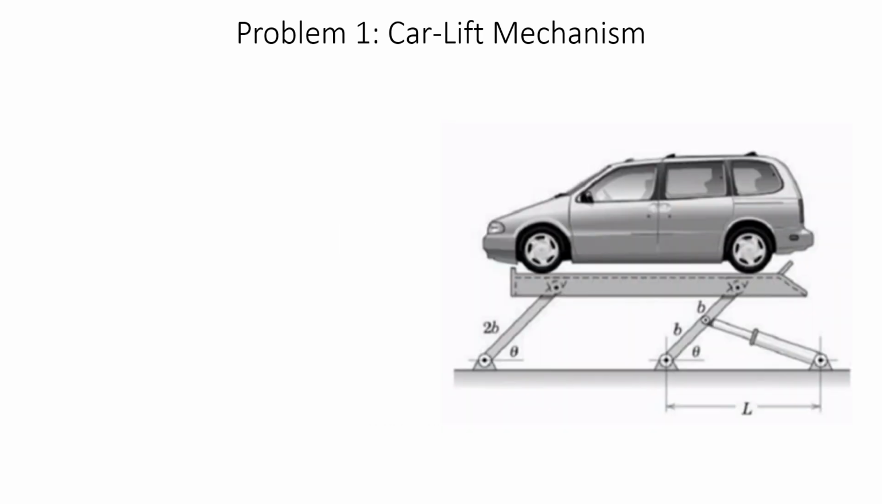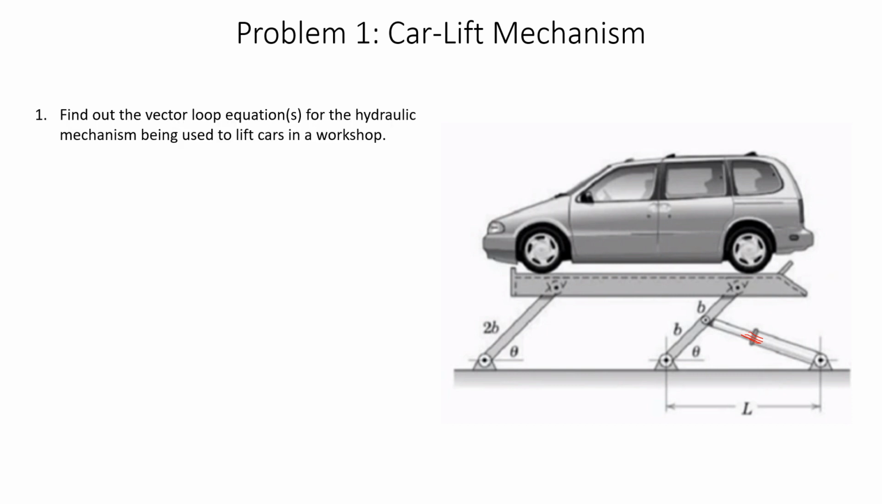So the very first problem that we are going to discuss corresponds to a car lift mechanism. In that, you can see that there is this hydraulic actuator, which when extends, forces the car to be lifted upwards. And we are going to try to solve it mainly for differential kinematics. For that, we have to consider the vector loop equations. These vector loop equations, remember, we have already solved for a few problems, so that would not be a big issue for us. So that is what we're going to start with.